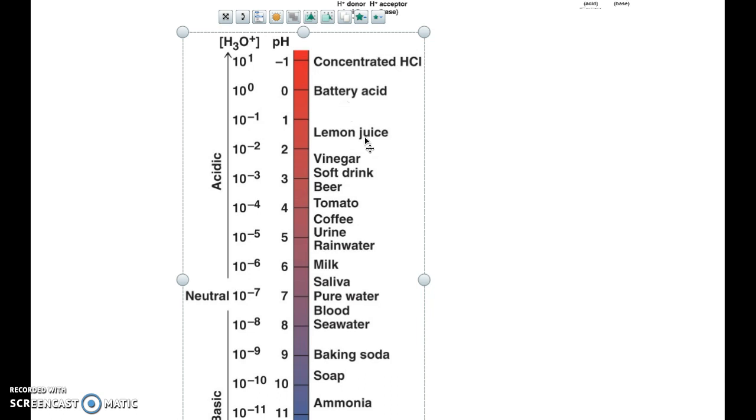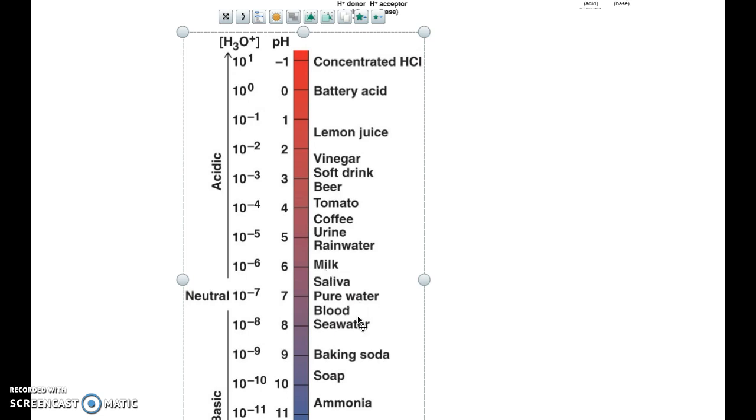Okay, vinegar somewhere in here. Soft drinks tend to have phosphoric acid and other acids. I know Dr. Pepper has phosphoric acid, but they have different acids in them. Obviously, citric acid in things like 7-Up. Beer slightly, tomatoes are slightly acidic, coffee, urine, rainwater is usually slightly acidic because it hits carbon dioxide on the way down and makes carbonic acid. Milk is even less so. Saliva is pretty close. Pure water would be neutral.